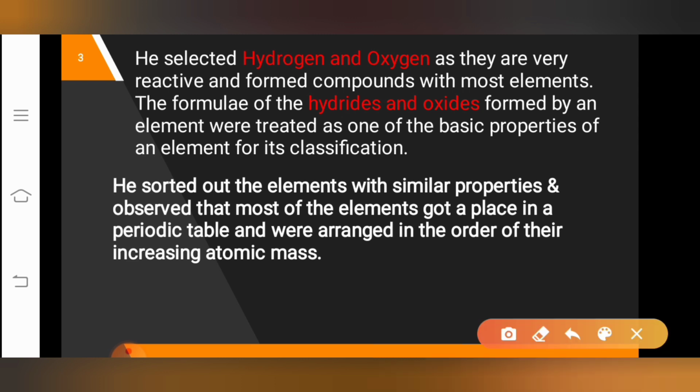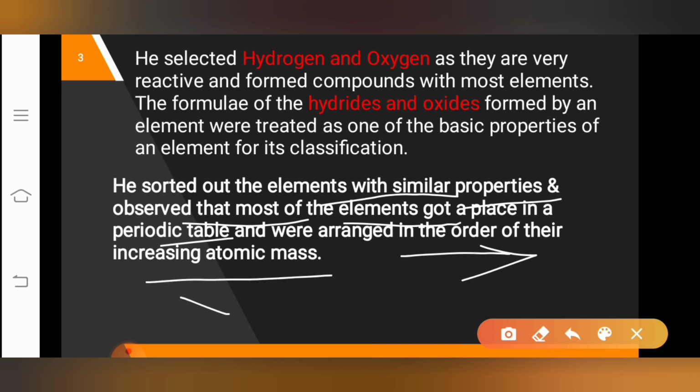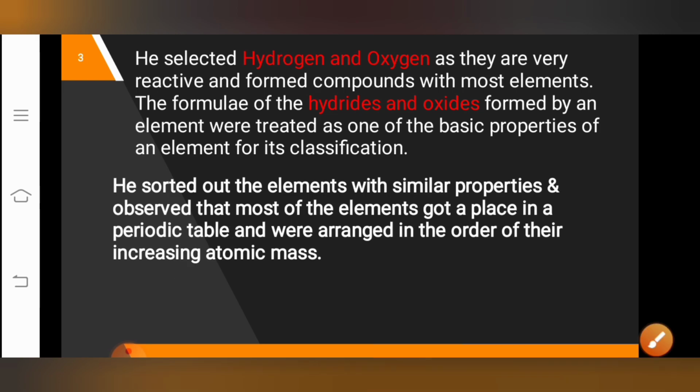So what he did, he sorted out the elements with similar properties, as I told you, XH, XH2 or X2O. So the elements with similar properties he sorted out, and he observed that most of the elements got a place in the periodic table, right? And he arranged those elements on the basis of the increasing order of their atomic masses, because the atomic number was not found at that time. It was all about atomic mass. So on the basis of the atomic mass, Mendeleev arranged the elements in the periodic table. Clear?